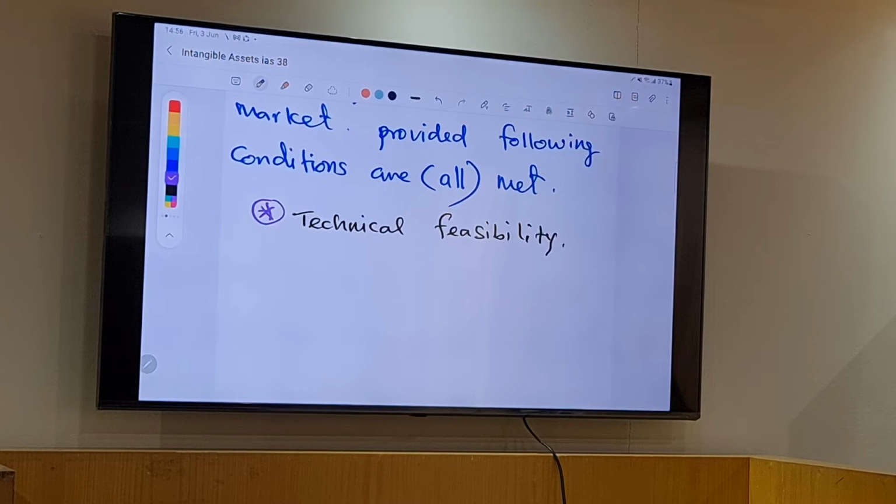Number 2. It's not only about technical feasibility, it's also about market feasibility. You should be able to sell the product in the market. People should be keen to buy, and people are keen to invest in the product. Clear? So that is the second condition. Third one.